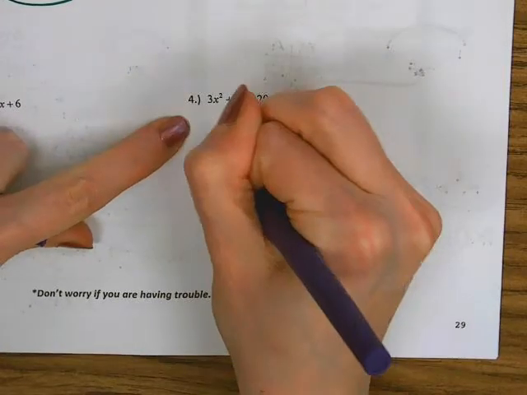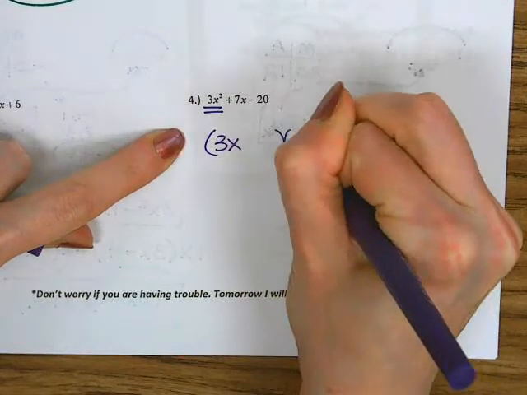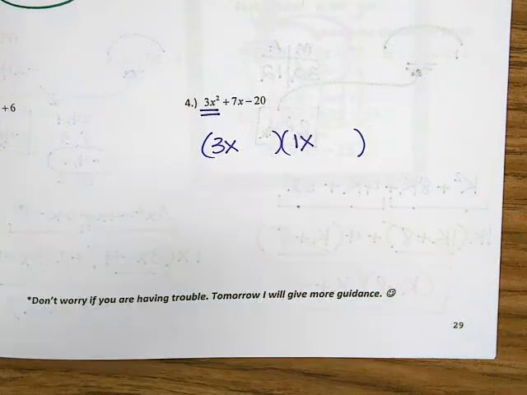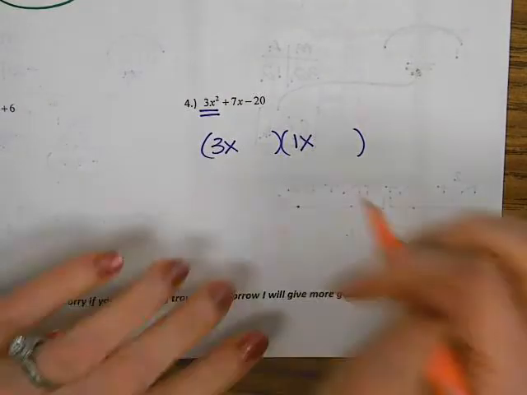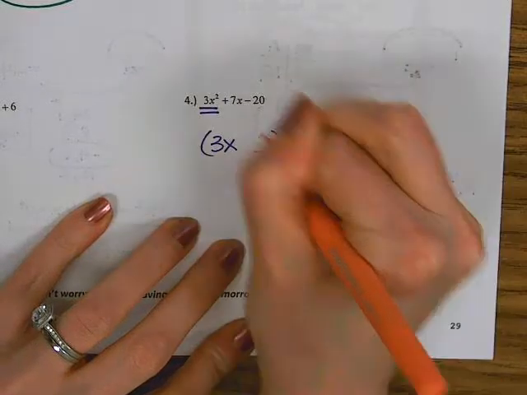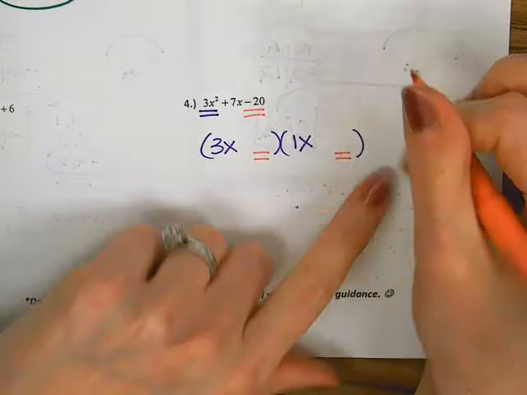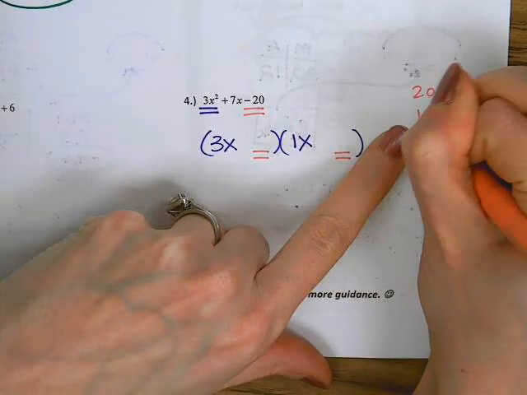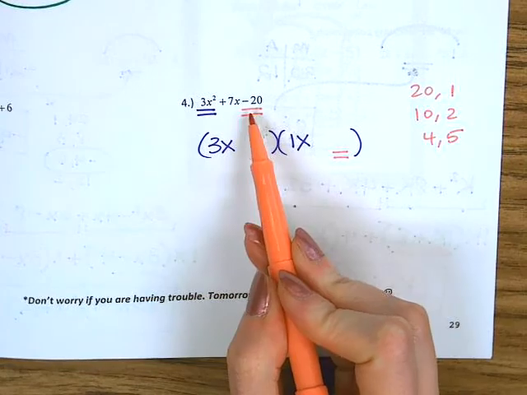If you want to multiply to 3x squared, then one's got to be 3x and one's got to be 1x. That's the only way to get 3x squared. Now, we need 2 numbers that are going to multiply to negative 20. Okay, so what are our ways? It could be 20 and 1, 10 and 2, or 4 and 5, but one of them's going to have to be negative.